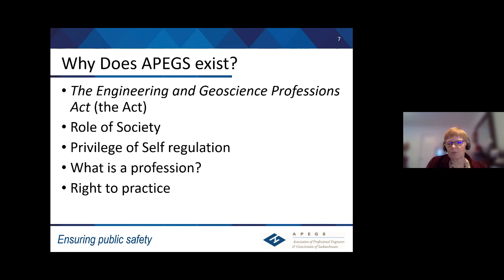So in this section, we're briefly going to review the legal framework for professional regulation in Canada. So we'll talk briefly about the Engineering and Geoscience Professions Act, the role of society, what we mean by self-regulation, and what is a profession in the terms of professional regulation in Canada, and right to practice.